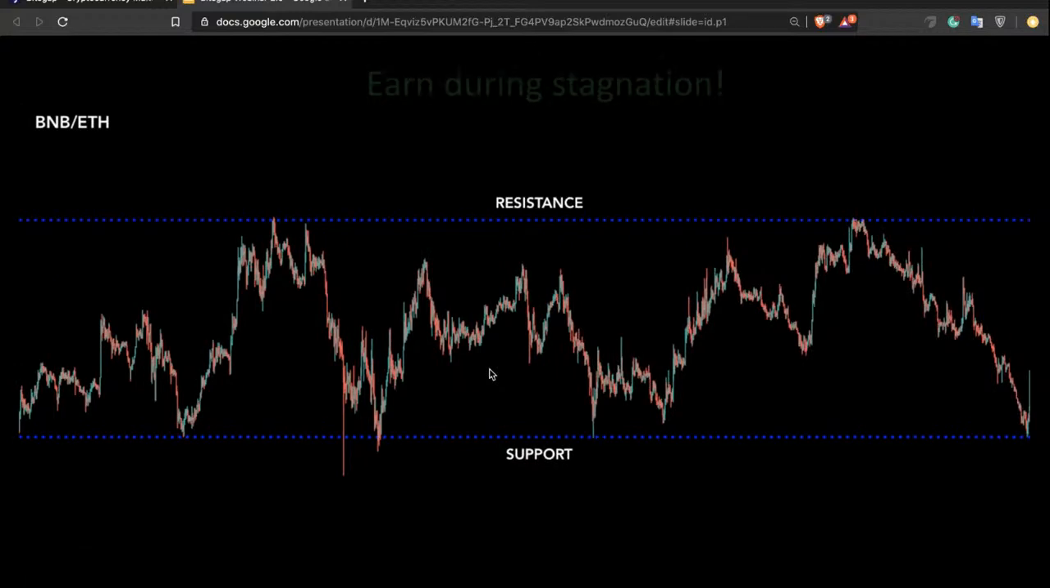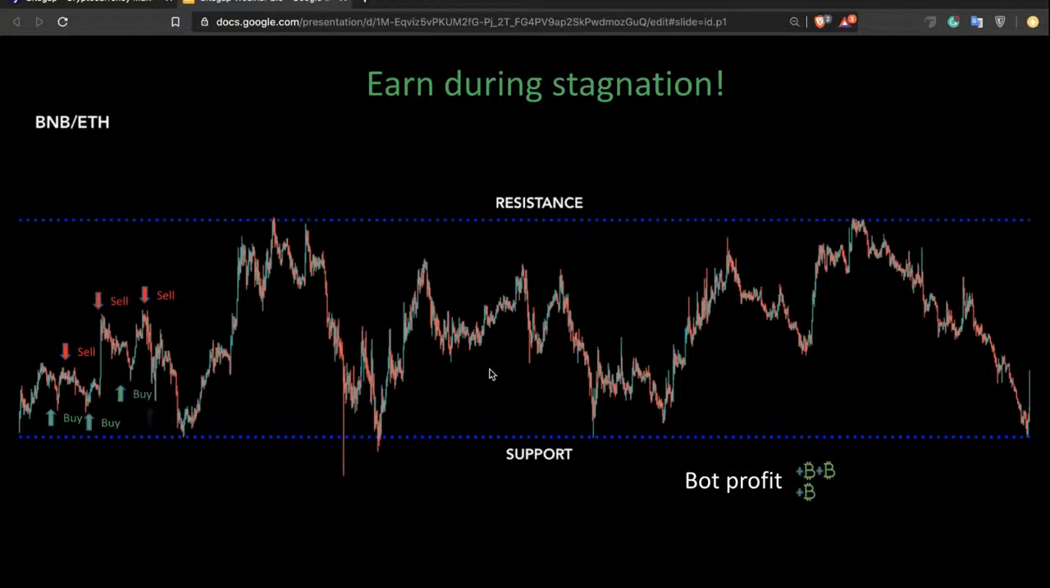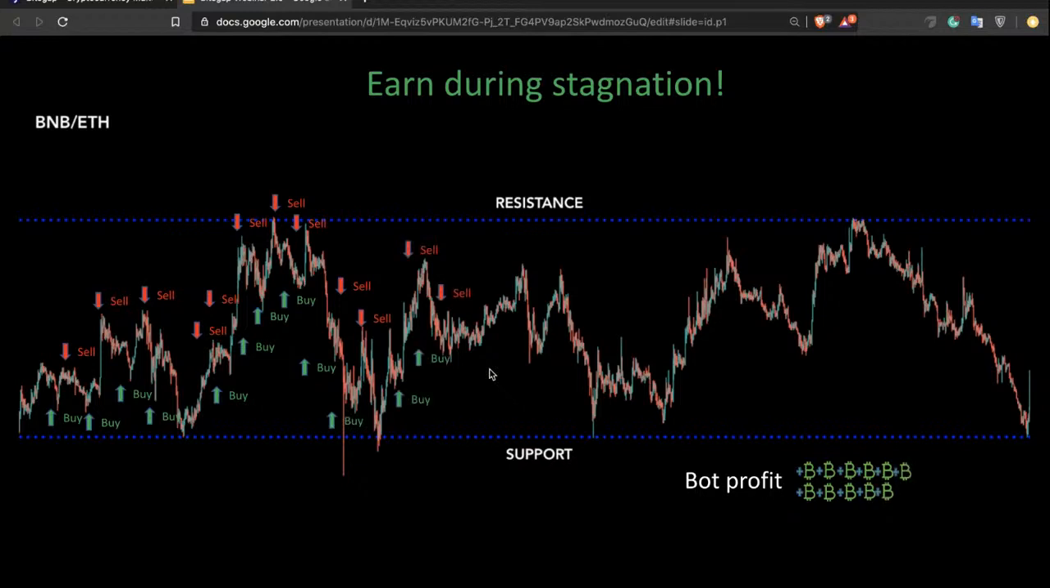And on the sideways market, pretty much the same. The idea here is to earn during the stagnation. So don't let your coins simply lie in your portfolio. Let the bot use these coins to make additional profits for you. So during this stagnation, you are actually able to make profits. All right. So you let the bot use your BNB, all right, which you hodl.